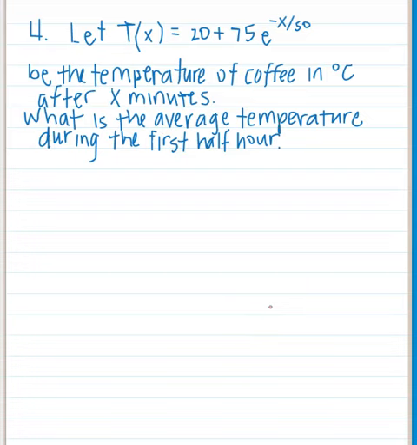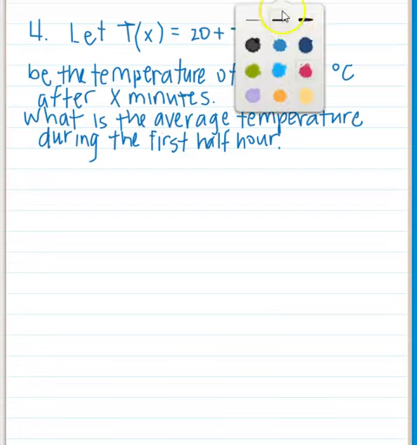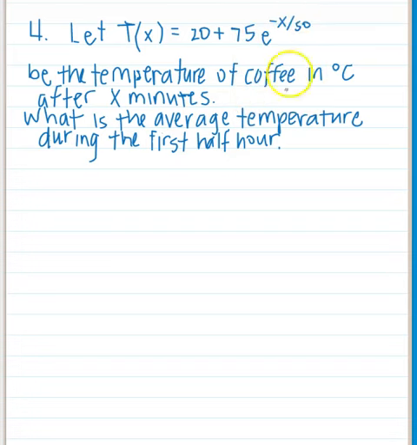Next one, it says let T of x equal that lovely exponential function. Let it be the temperature of coffee in degrees Celsius after x minutes. What is the average temperature? Well, if it's asking you for average temperature, right, it's asking for average temperature. We are looking for the mean value theorem for integrals.